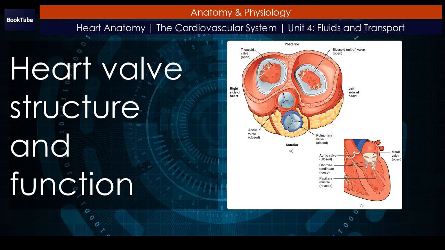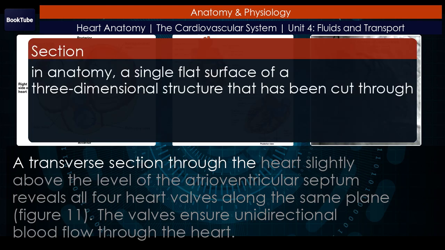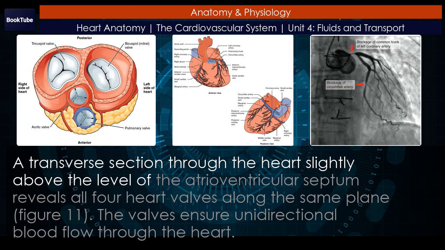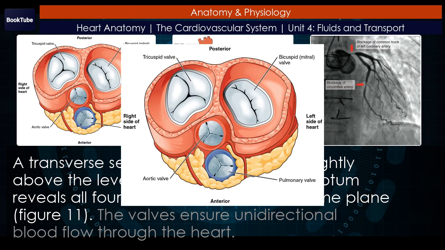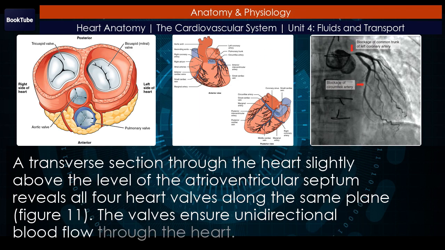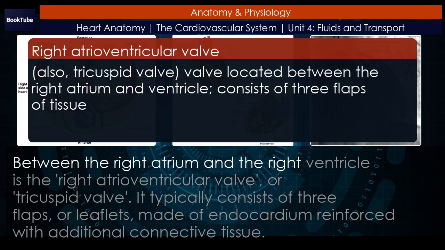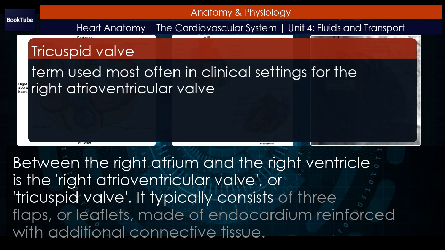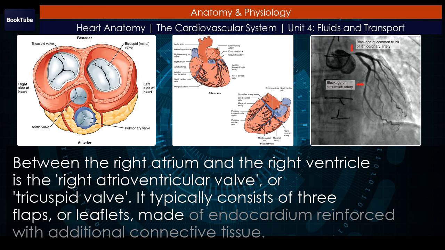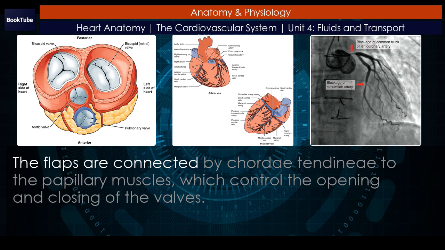Heart valve structure and function. A transverse section through the heart slightly above the level of the atrioventricular septum reveals all four heart valves along the same plane. Figure 11. The valves ensure unidirectional blood flow through the heart. Between the right atrium and the right ventricle is the right atrioventricular valve, or tricuspid valve. It typically consists of three flaps, or leaflets, made of endocardium reinforced with additional connective tissue. The flaps are connected by chordae tendineae to the papillary muscles, which control the opening and closing of the valves.